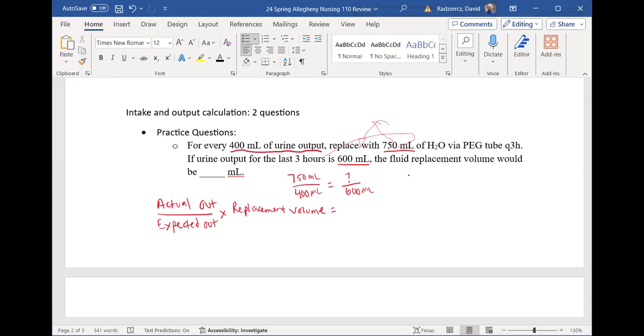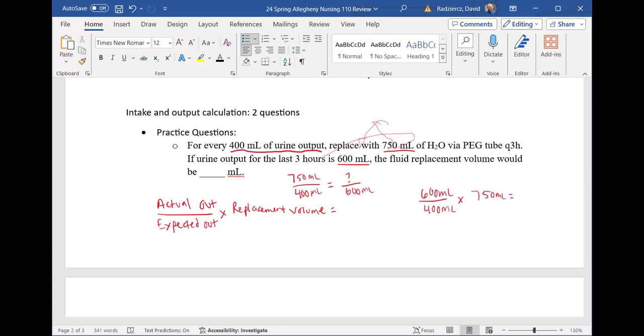So what that looks like is, what is my actual output? 600 milliliters. What is my expected output? 400 milliliters. And then what's my replacement volume? 750 milliliters. So then you just put this into your calculator. I always say, if you're not comfortable with some of these, like when I write it this way, just remember, just multiply across the top. So 600 times 750, hit equals, and then divide by 400.